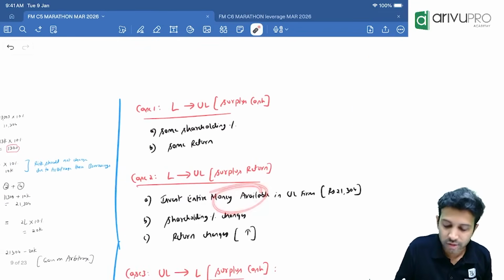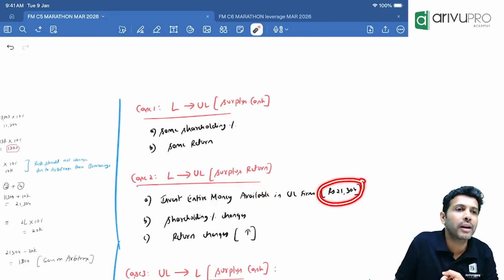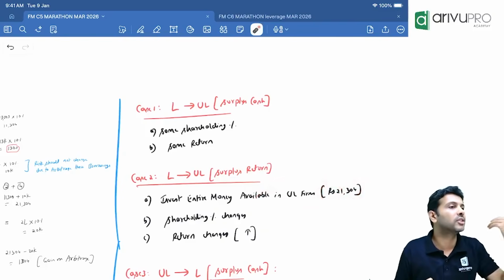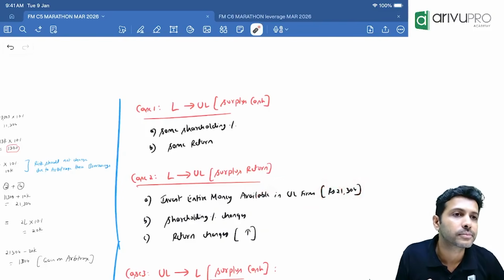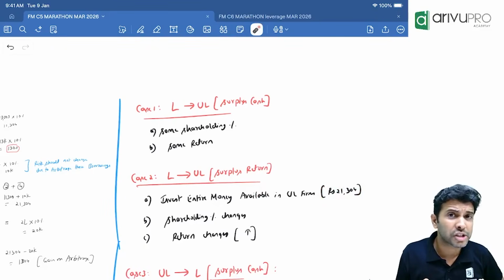That's what I've written over here. So in this problem, what was the amount available? 21,304. The entire 21,304 you will invest. Clear, sir? That's the only thing. That means your shareholding percentage will be the same or change? Change. How much?